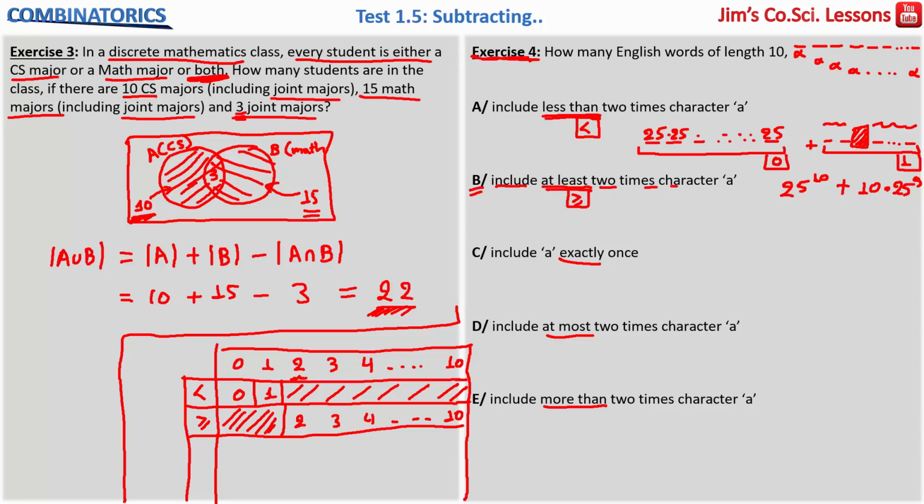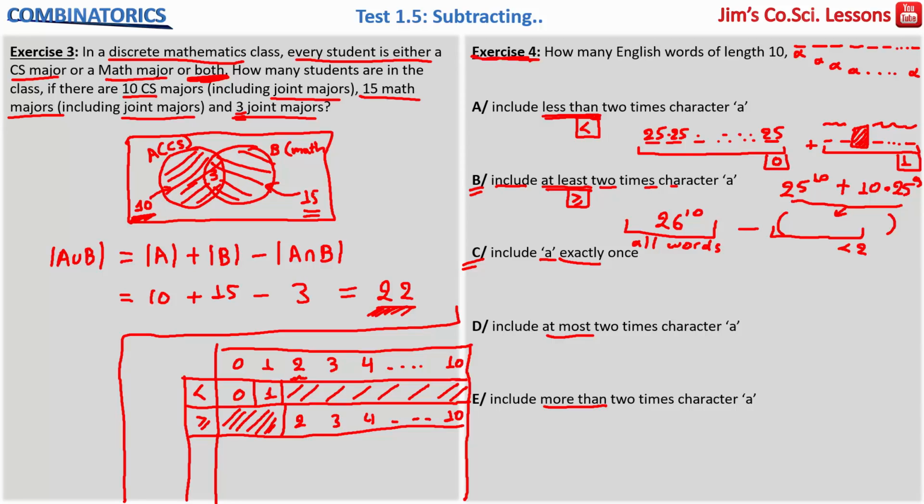So to solve this problem, I'm going to think with negation, with subtraction, because from all words, I can subtract the opposite of what I'm asked, and here I am asked at least 2. The opposite of at least 2 is less than 2. So all words are 26 to the power of 10, and the opposite of what I'm asked is exactly what I had before, 25 to the power of 10 plus 10 times 25 to the power of 9. Let's go to the next question.